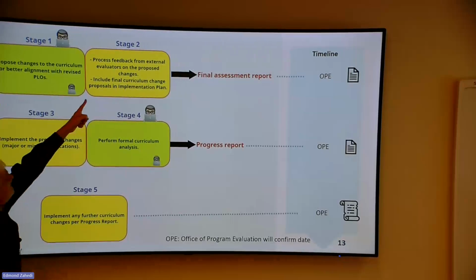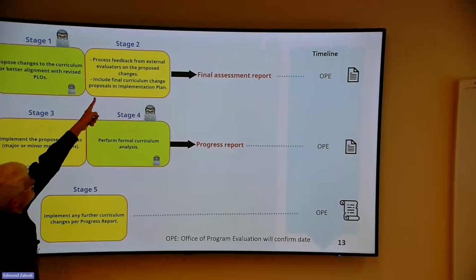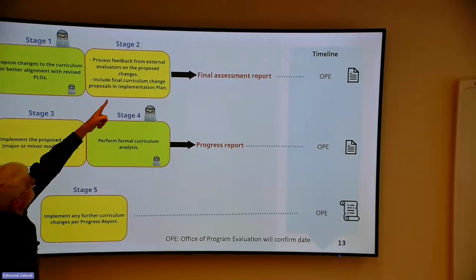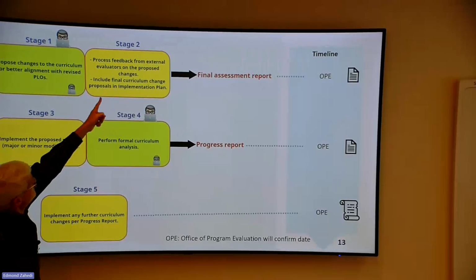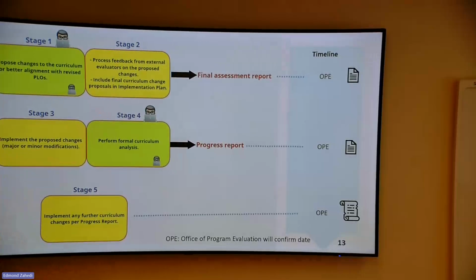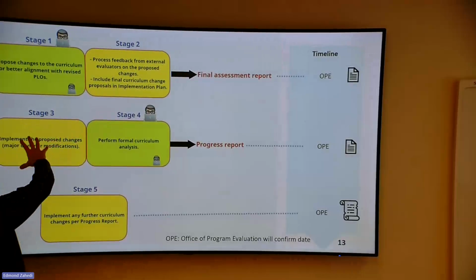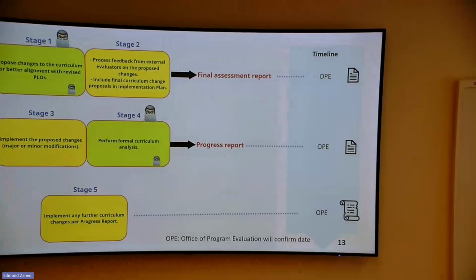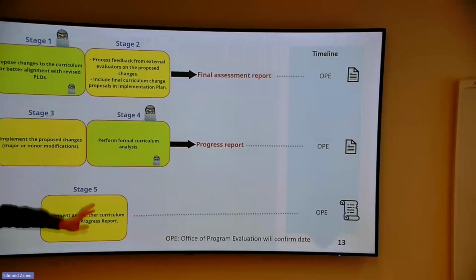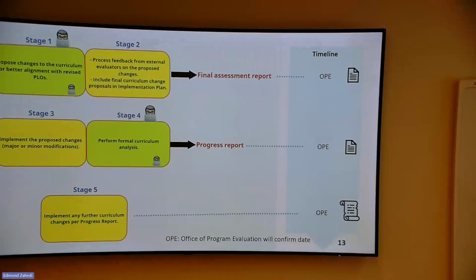And then stage 2, which is not me anymore. Process feedback from external evaluators on the proposed change, include final curriculum change proposal in implementation plan. All of that, you will have documents that will be shared by the office with you, but I can also explain the details here. But the part that concerns me is stage 1, to fill in, and this is why it's rapid.